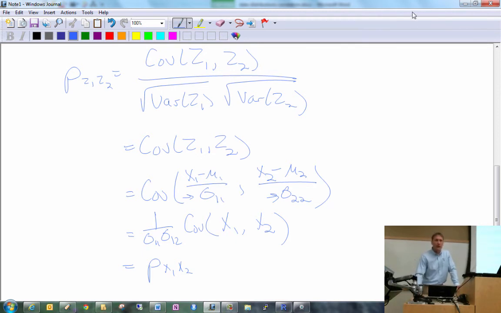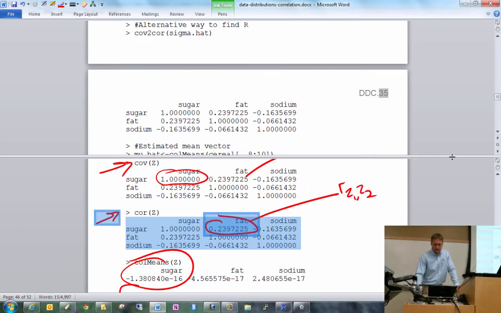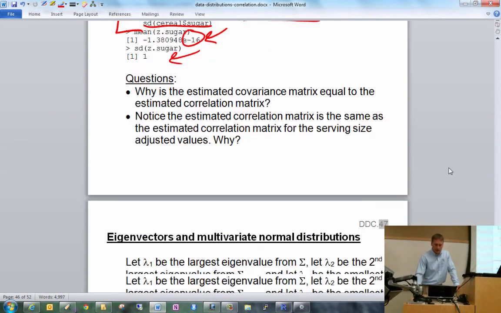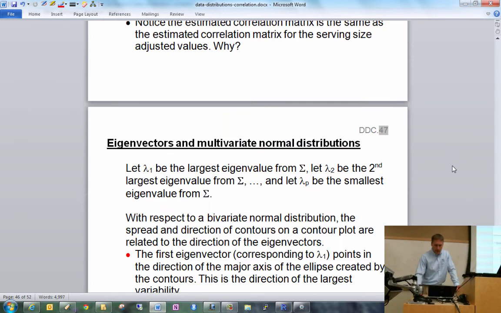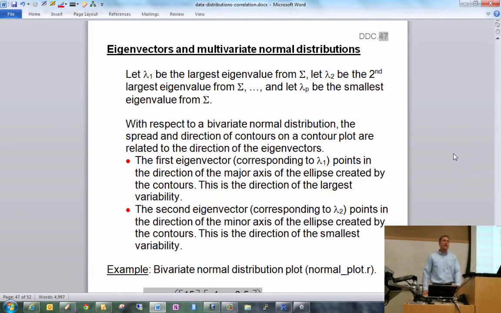Any questions? Okay. So in terms of what's fair game for test number 1, this is going to end the stuff for test number 1. We still have a little bit more to go with this data distribution and correlation section, but this will not be on test number 1.